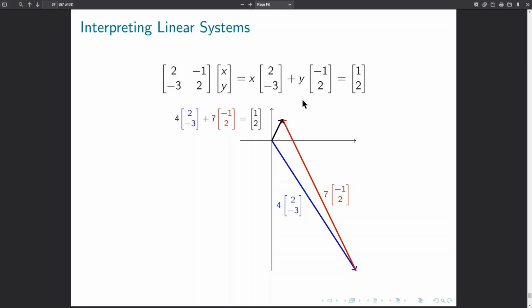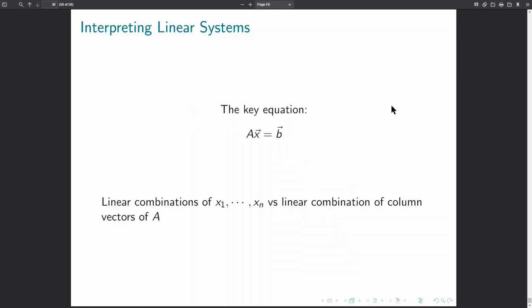And basically what I'm saying is, how many of the first vector plus how many of the second vector, -1, 2, is equal to this constant vector? How many of this plus how many of this equals this? And in this case, there's one unique way to do that, and it's when we add 4 of the first vector and 7 of the second vector. When we add these vectors tip to tail in a visual and geometric sense, we get this black vector, and it's the only way to get this black vector. And that black vector is 1, 2, which is the constant vector that we were aiming to produce by taking this matrix vector product.